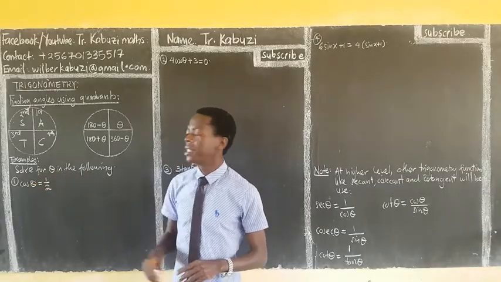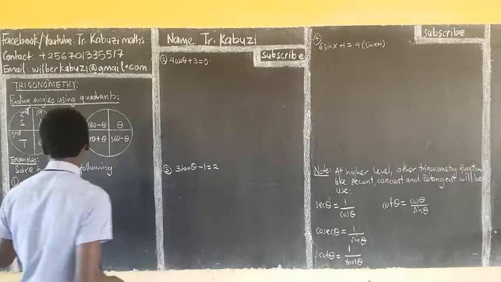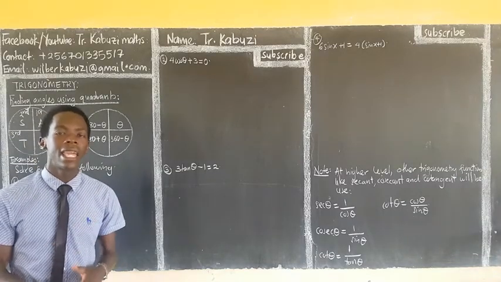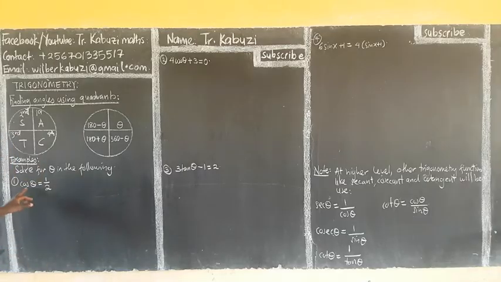Solve for theta in the following. Now this is my theta. Solve it: make sure that you have only cos theta or sin theta or tan theta. What you do, you take cos to the other side. Here we are getting the inverse of cos. So theta will equal cos inverse of a half.